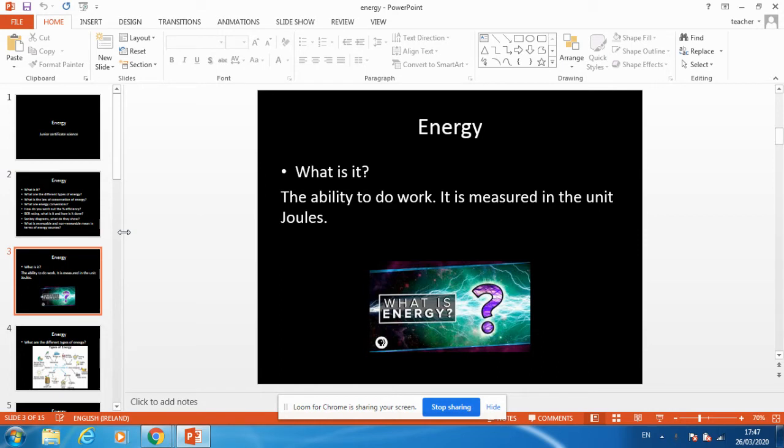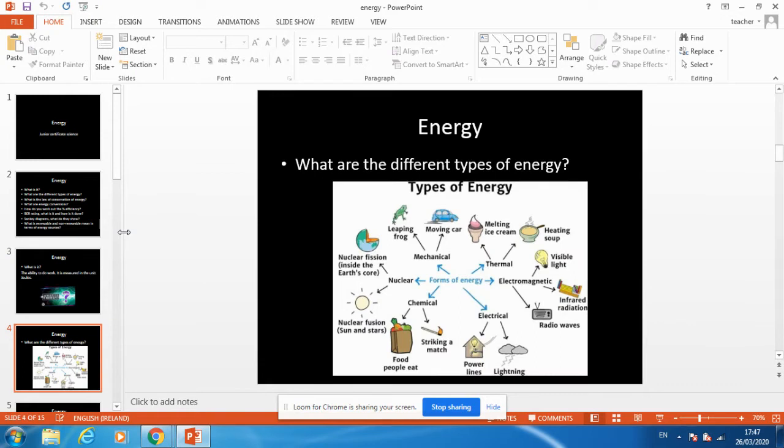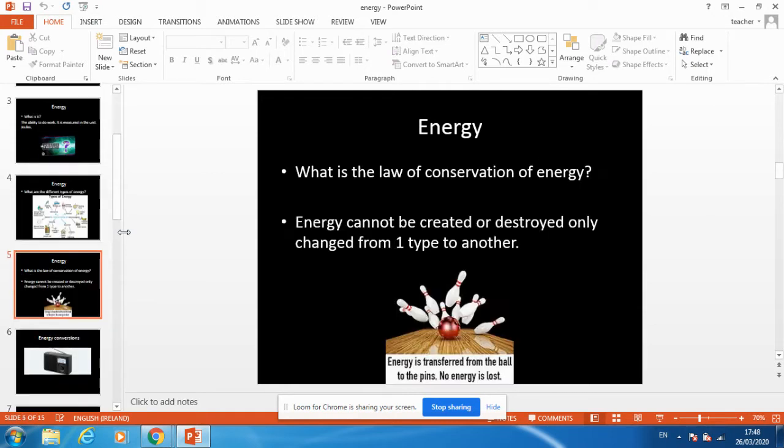Now, first of all, energy, what is it? So it's a word we obviously use in daily English, and we throw it around. In science, we define it as the ability to do work, and it's measured in the unit joule. The different types of energy, guys, you'll be very familiar with these. So you've got light energy, thermal energy or heat energy, nuclear energy, chemical energy, and kinetic or movement energy. All of those different types of energies, girls, I'm sure you've heard of before, and we're going to be talking about those and how they can convert between each other.